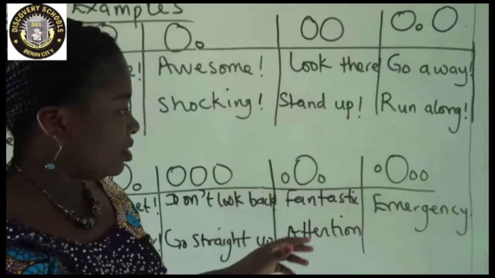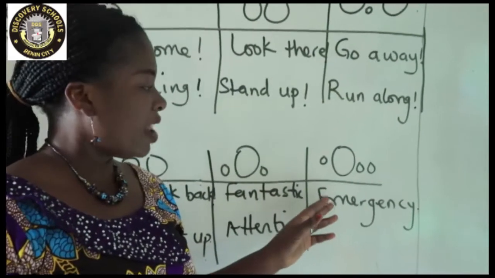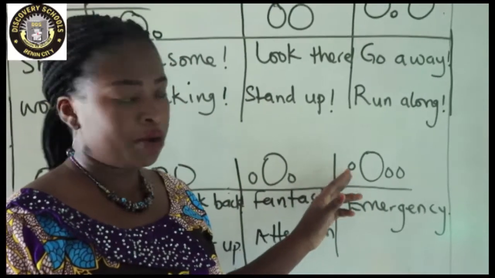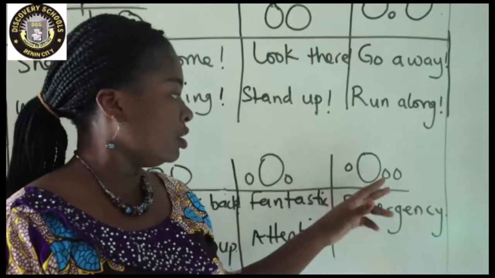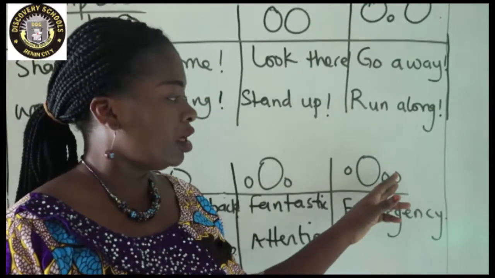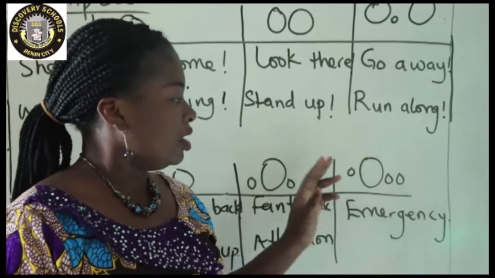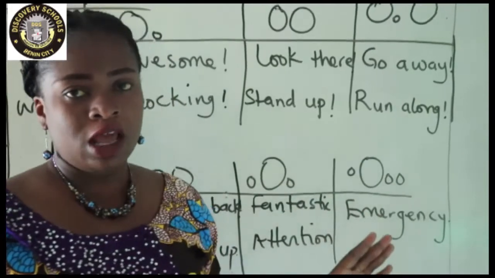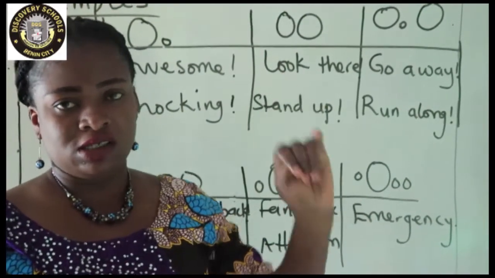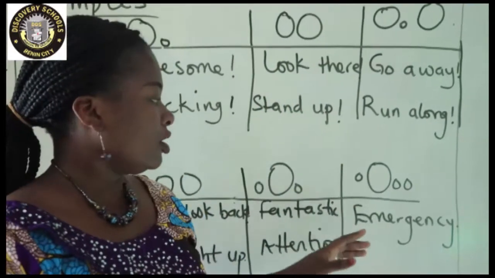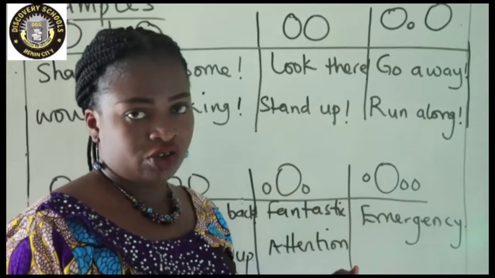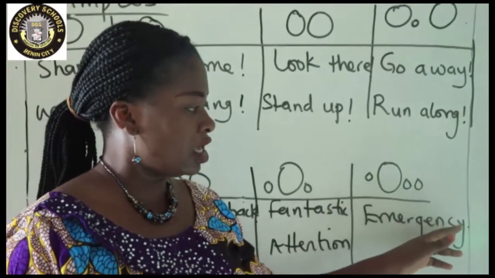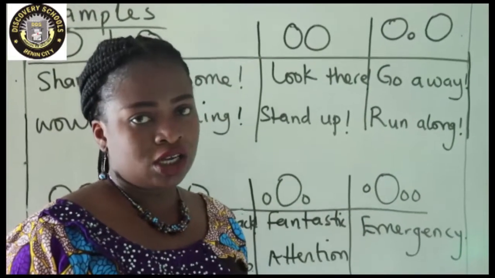Alright, for the last example, we discover that we have four O's. The first one is small letter O. The second, capital letter O. The third, the small letter. And the fourth, the small letter. This will let us know that this particular word has what? Four syllables. Emergency. So you discover that in the word, the first syllable is not stressed. Mer is what? Stressed. Gen is what? Not stressed. See is what? Stressed. Emergency.